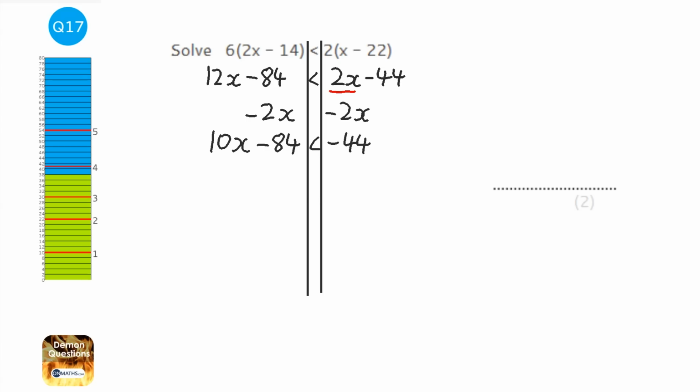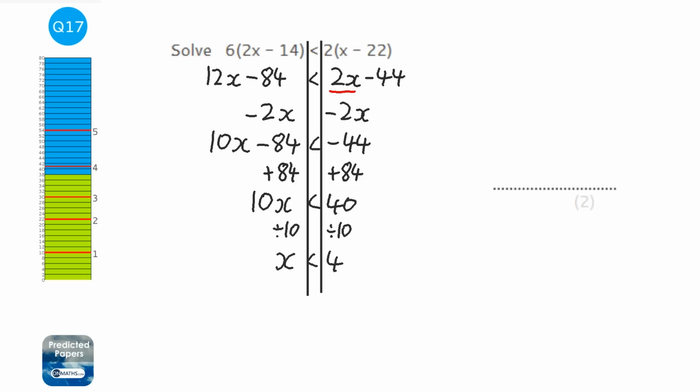Then we're going to add 84 both sides. So we're going to have 10x is less than, so it will be 40. And then we're going to divide both sides by 10. So x is less than 4.